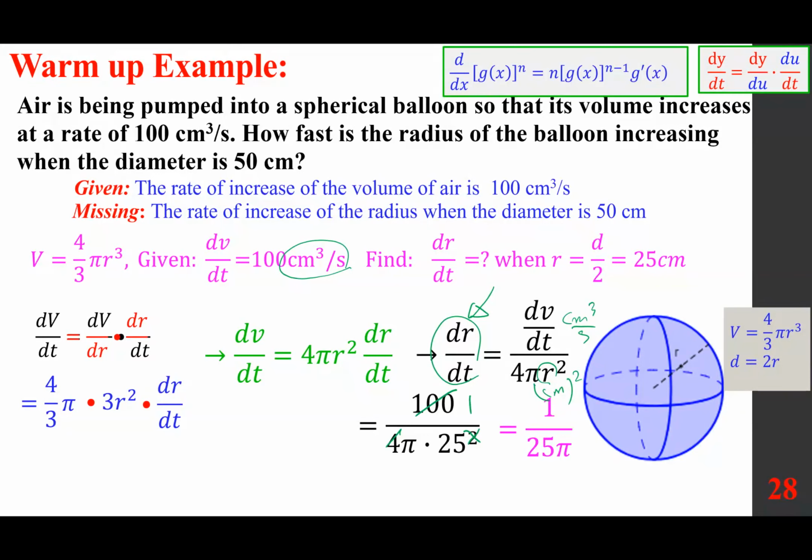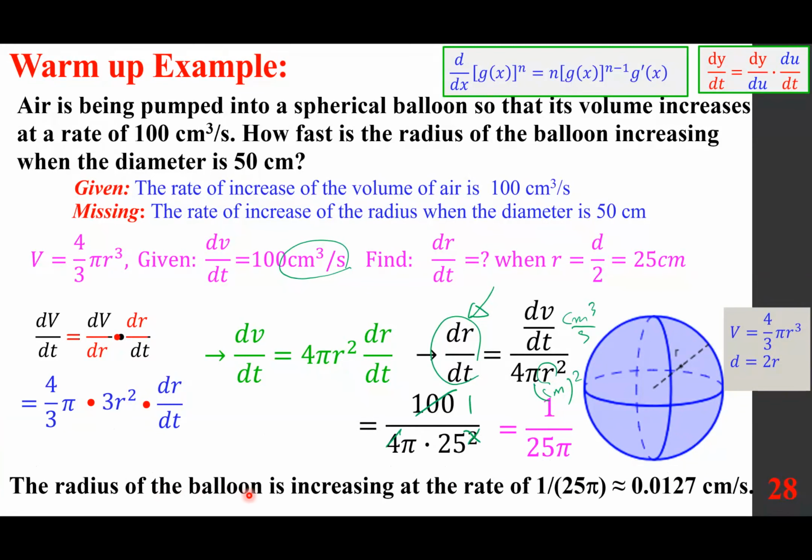And in calculus, we need the precise answer unless otherwise mentioned with however many decimals. So the radius of the balloon is increasing. Why is it increasing? Because this has a positive value, right? Increasing at a rate of 1/25 pi or 0.0127 centimeters per second.